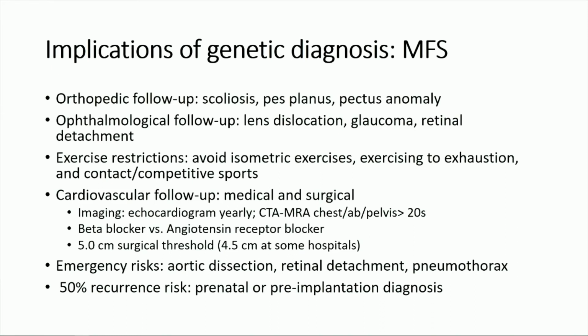In Marfan syndrome, emergency risks do include aortic dissection, retinal detachment, which would be like sudden loss of vision or a big black floater that doesn't go away, and then risk of a pneumothorax or collapsed lung. And again, this disorder has a 50% recurrence risk.